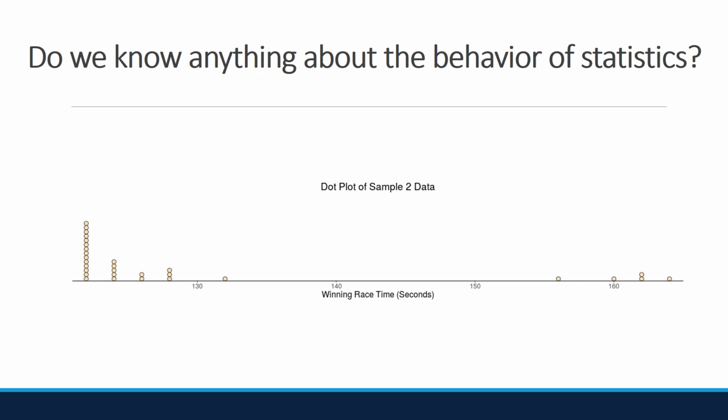Next, we will take a second random sample of 30 race times and look at a plot of the data from the second sample. The mean winning time is equal to 130.38 seconds with a standard deviation of 14.41. Again, the distribution of the sample data is right-skewed and the overall shape is similar to the population distribution.